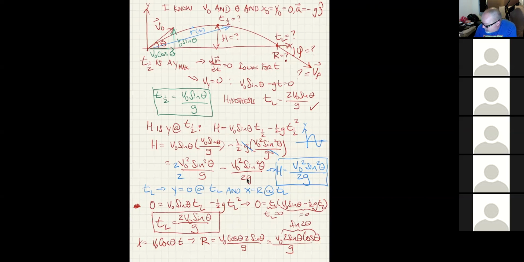So this one that came out in front, just a plain TL, if I set that factor equal to 0, I get TL equals 0. That doesn't make any sense. So we had to throw that out. But when I set this one equal to 0, I was able to get 2V0 sine theta over G.